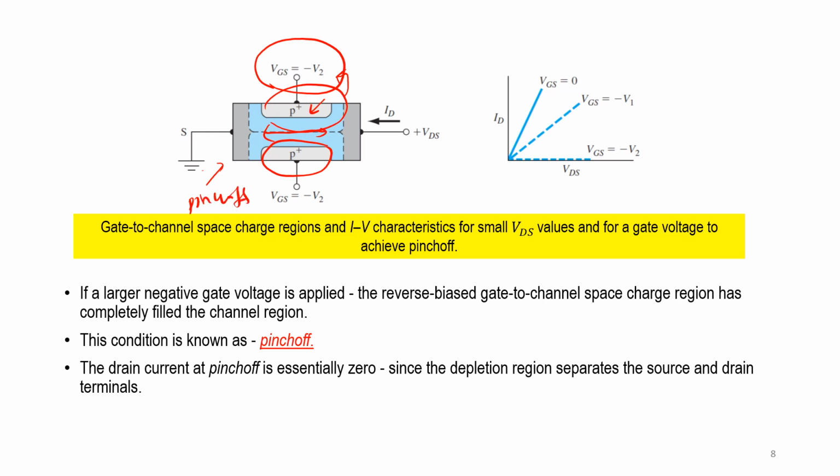When the channel is completely filled, the resistance is at the maximum, or infinity, so no current is able to flow. Based on the ID versus VDS curve, we can see that when the pinch-off condition is achieved, the current is equal to 0.